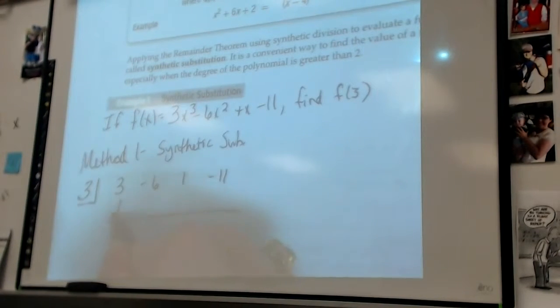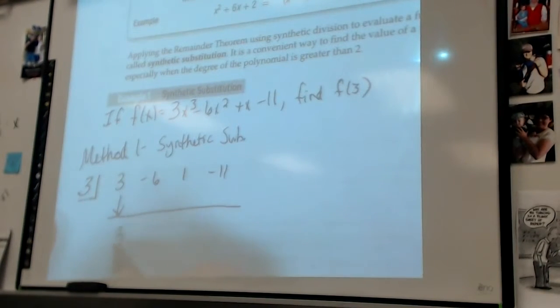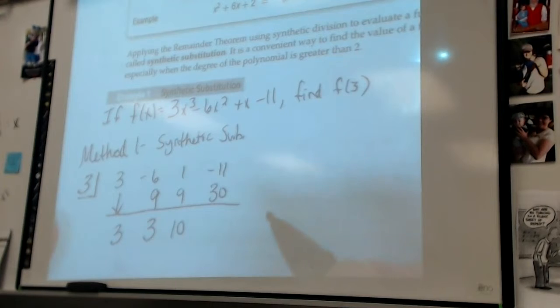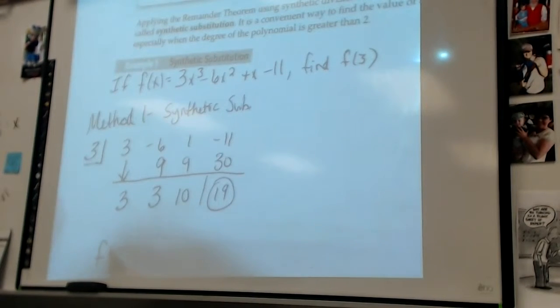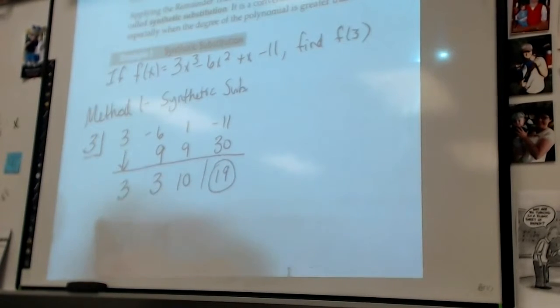Okay? Bring down the first number. 3 times 3 is 9. Combine, you get 3. 3 times 3 is 9. Combine, you get 10. 10 times 3 is 30. And what's -11 plus 30? So, according to the remainder theorem, f of 3 is equal to 19. Now, you could also do long division to get that remainder too. But I assume y'all don't want to go there.